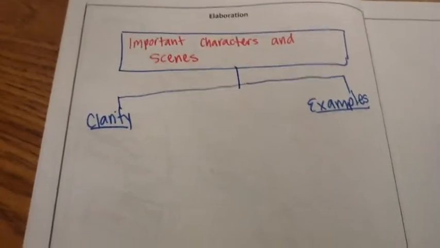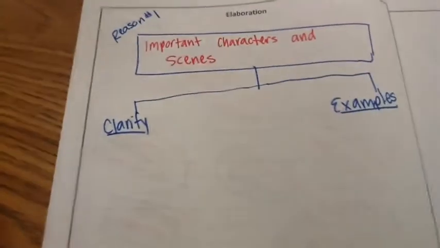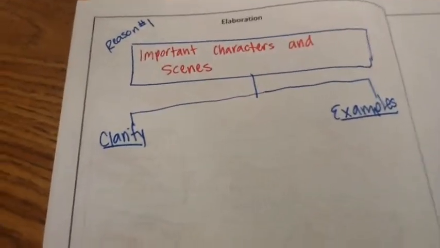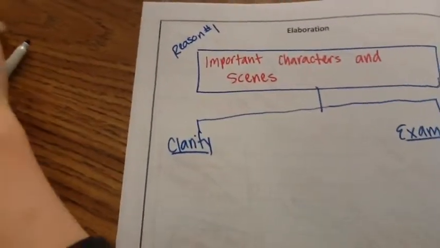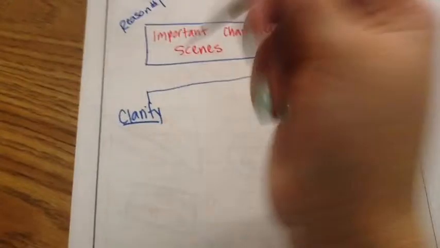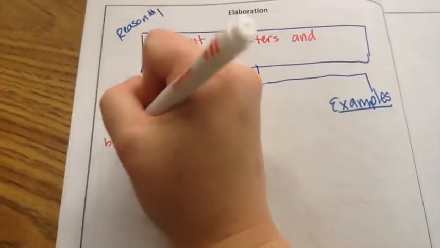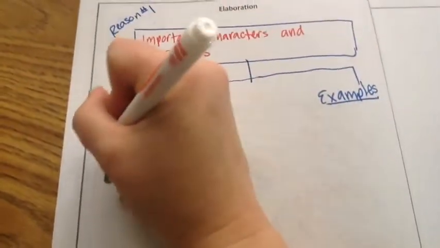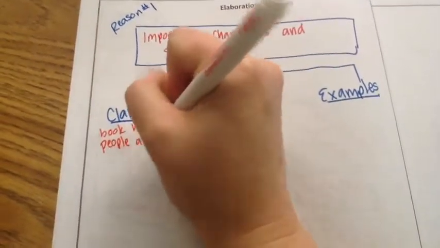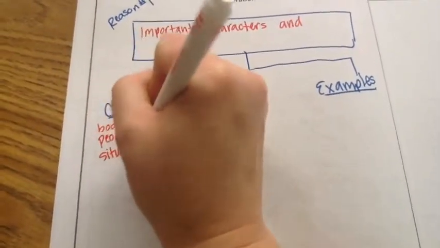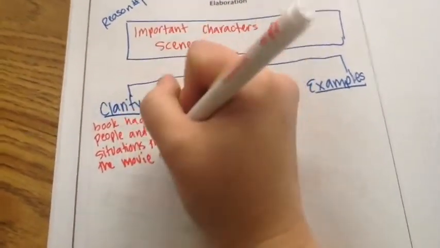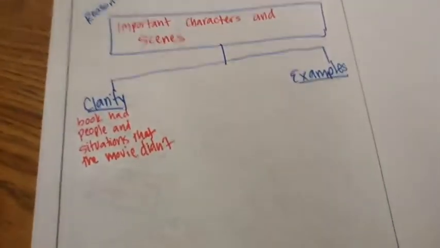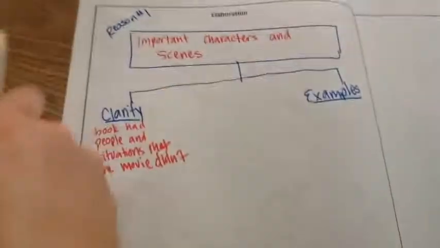So this was my first reason. So I could label this reason number 1. Now, in my circle map, I came up with my first reason. It was important characters and scenes. So what do I mean by that? Well, I mean that the book had people and situations that the movie didn't. So when I clarify, that means I put it in my own words. So what are some examples of that?